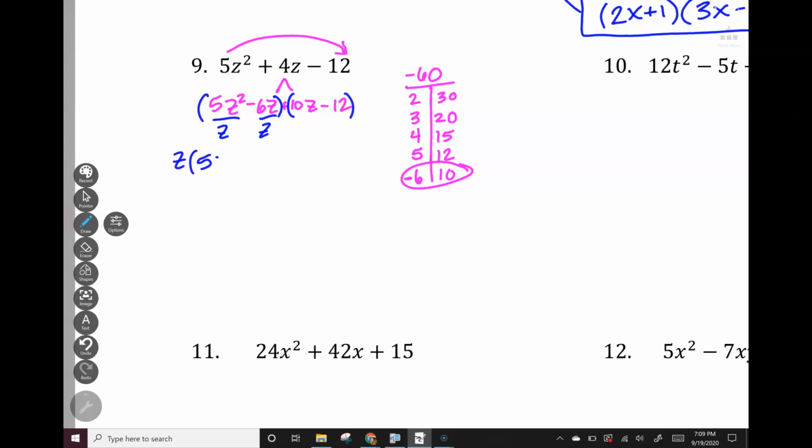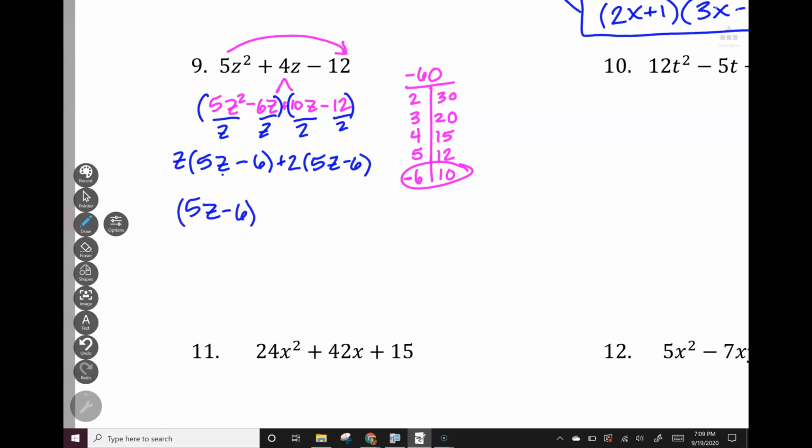Leaves me with 5z minus 6. Factor out a 2 here. Leaves me with 5z minus 6. Good. So notice they match. That's exactly what we wanted. We put our 5, we factor out the 5z minus 6.